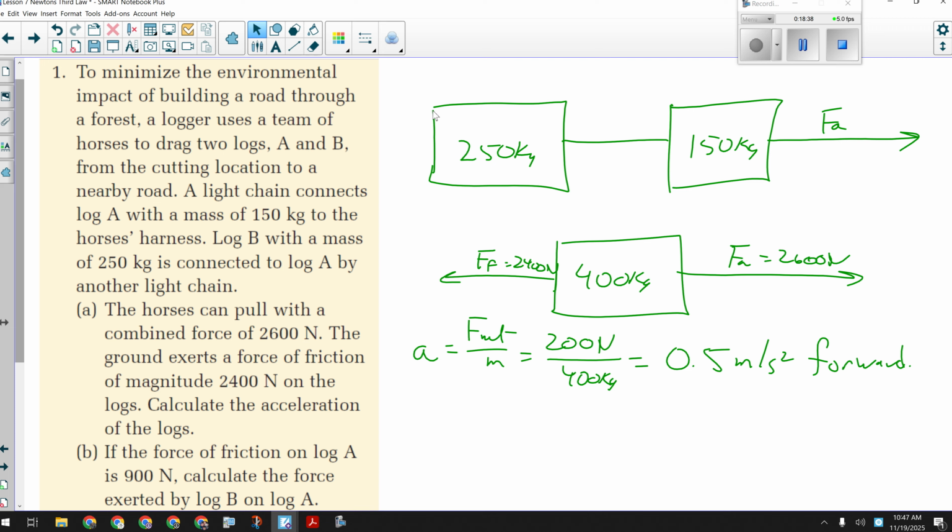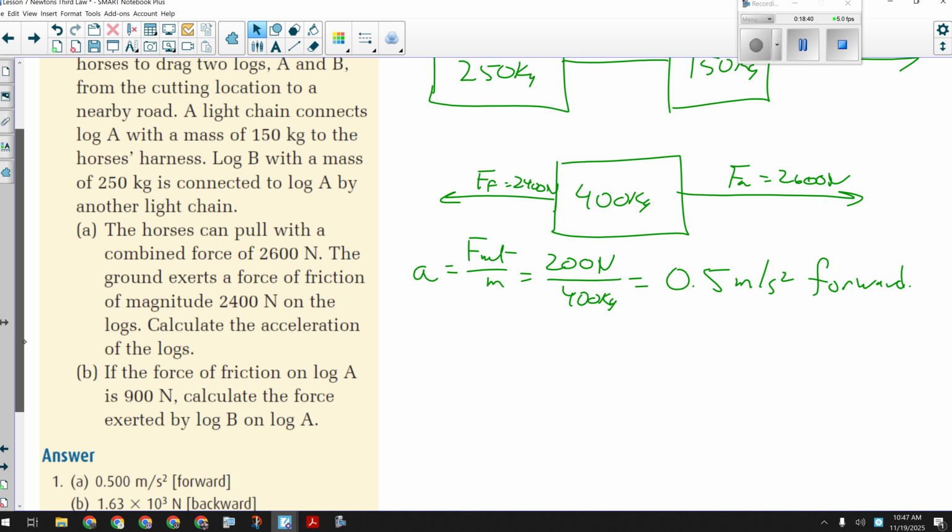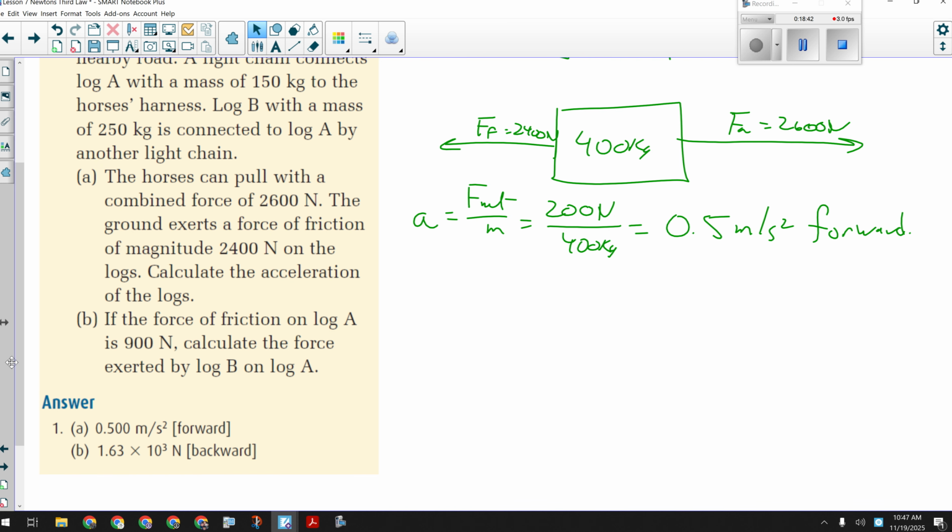Now that I know that, I can go on to part B. In part B, it's if the force of friction on log A is 900 newtons, calculate the force exerted by log B on log A. There's actually 2 ways to do this. I can use either log to calculate this. A is a little bit quicker. All right, so let's break this down to the 2 logs.